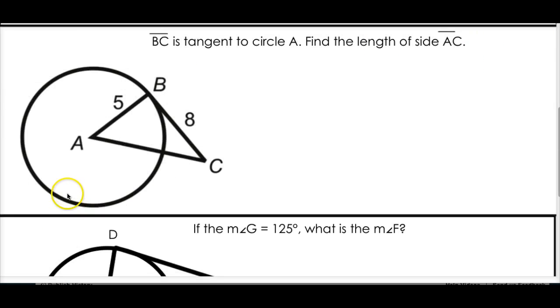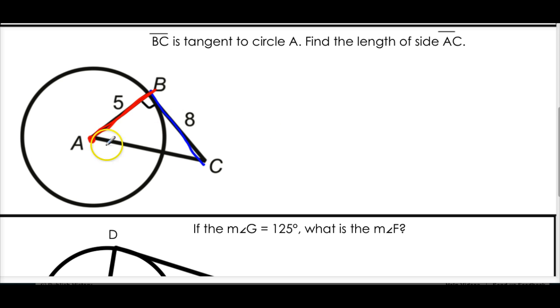Well, let me show you. The first one we're going to do is this question. BC is tangent to circle A. BC, which is our line right over here, is tangent to circle A. Find the length of AC. Let's see how we can use this. A is the center, so AB is our radius. What that must create is a 90-degree angle, because a tangent is perpendicular to a radius of a circle.